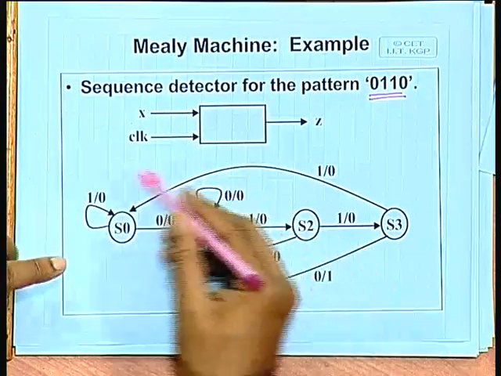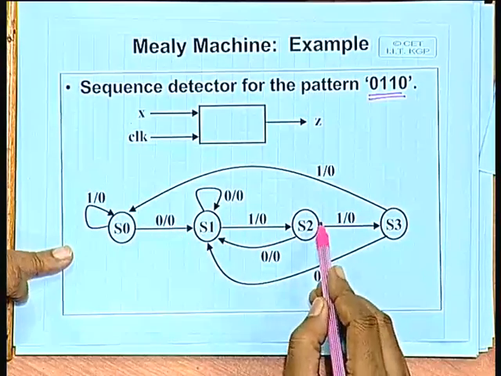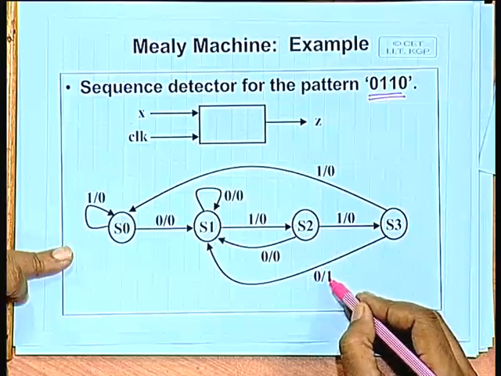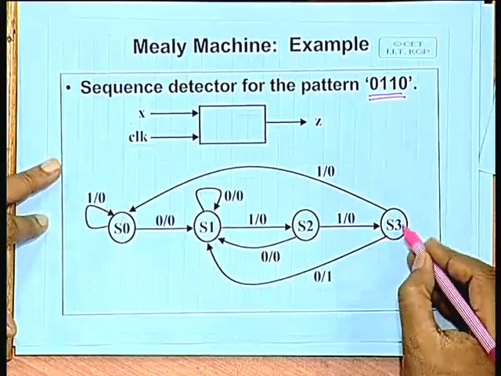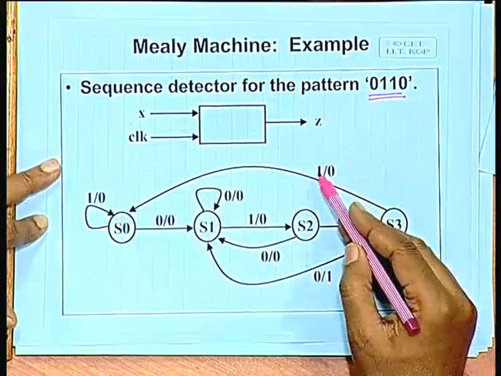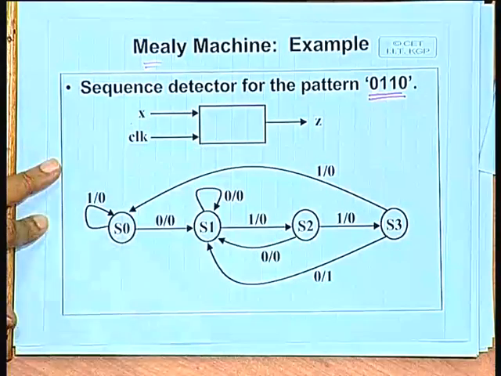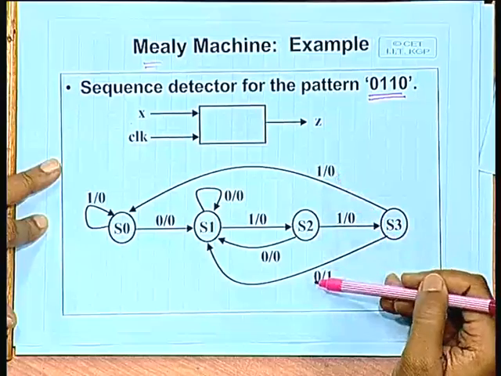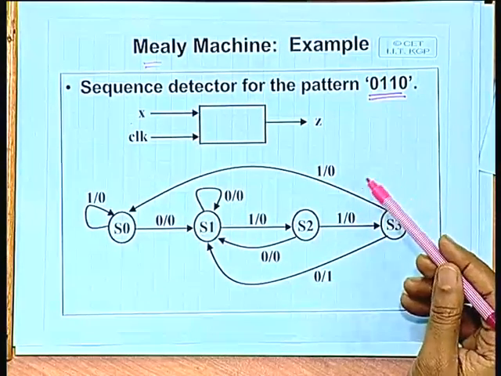Now, you see in this example, the output which is being generated does not only depend on the state, it also depends on what input we are getting at that point in time. For example, while in S3, if the input is 0, the output is 1, if the input is 1, the output is 0. This is what Mealy machine is all about. So, the outputs are also dependent on the primary inputs.